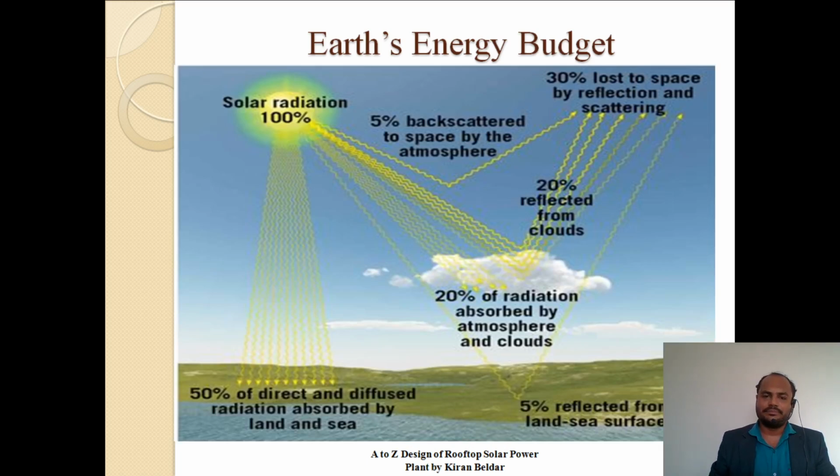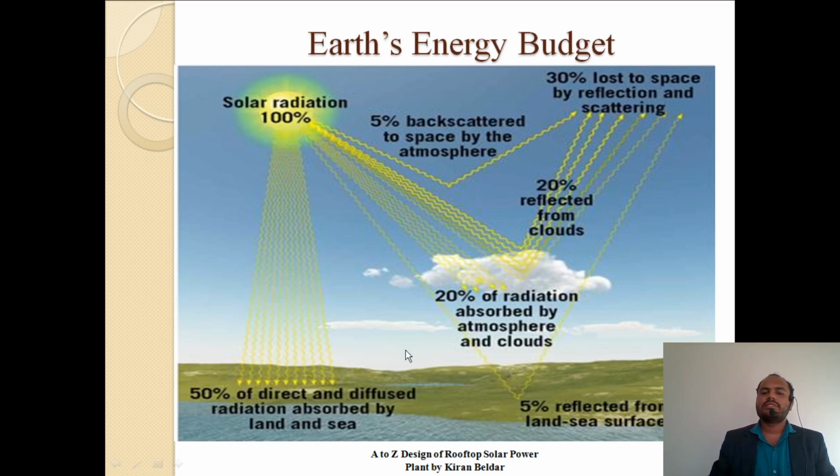Earth's energy budget. When 100% of solar radiation is falling over the Earth, 50% of direct and diffuse radiation is absorbed by the land and the sea. Of the rest, 5% is reflected back to space directly, 5% is backscattered to space by the atmosphere itself, and 20% is reflected from the clouds. So in total, 30% of solar radiation is lost, or directly reflected into space.